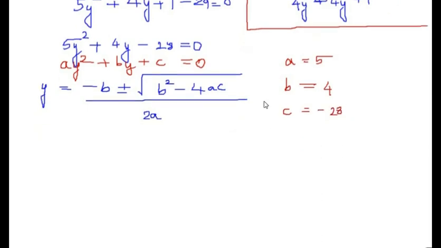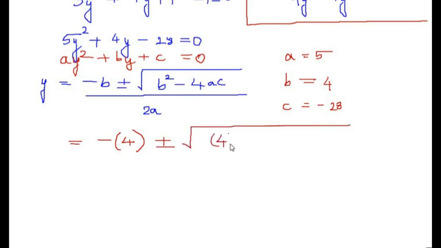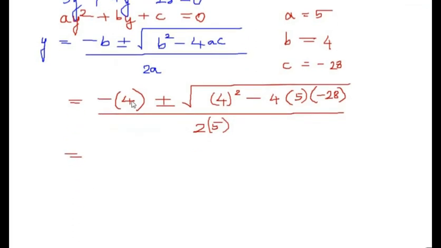So let us substitute the values of a, b and c in this expression now. So we get it as minus, the value of b is 4, plus or minus square root of b squared, so 4 squared, minus 4 times a value is 5 and c value is negative 28. The whole thing divided by 2 times 5. Now negative times positive 4 gives us negative 4.